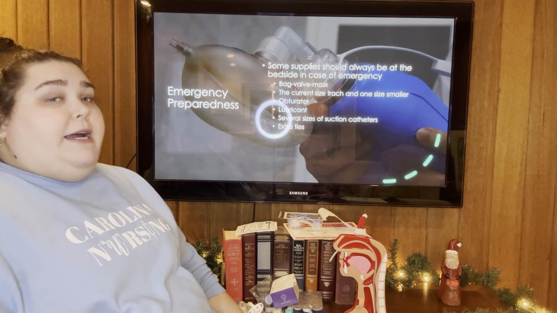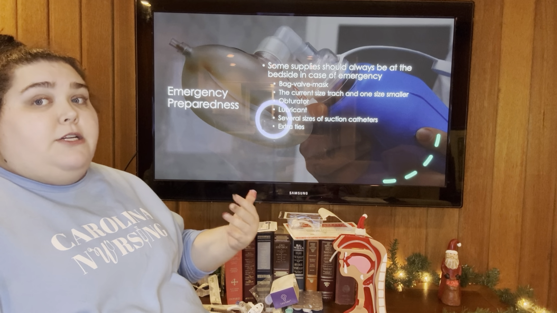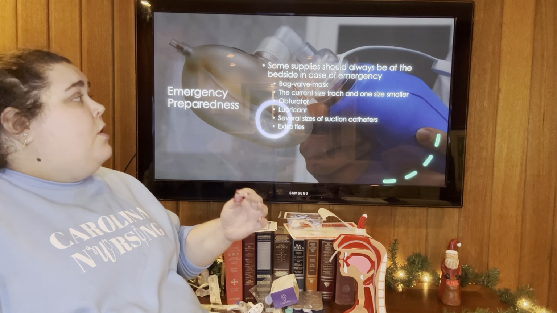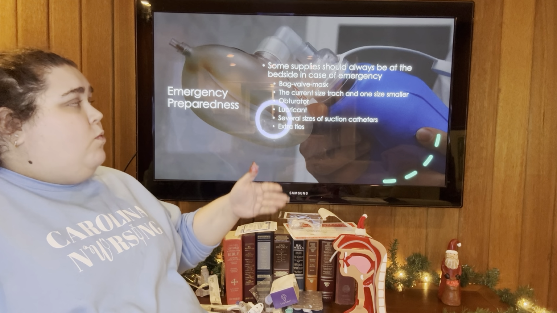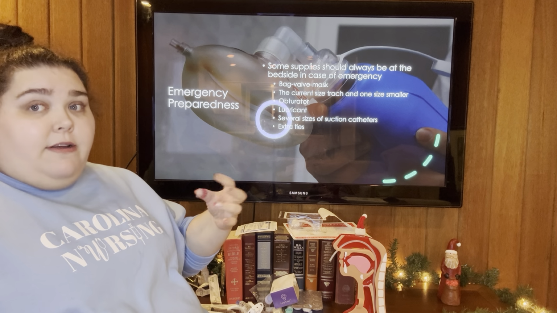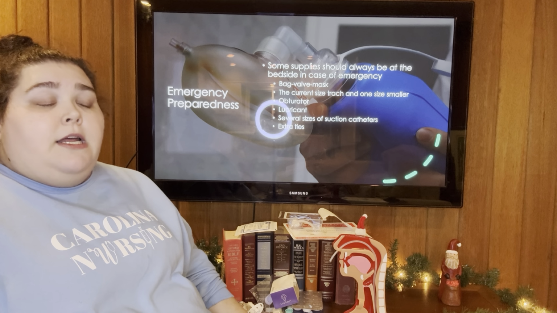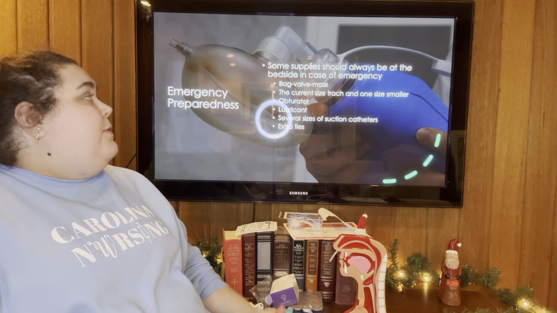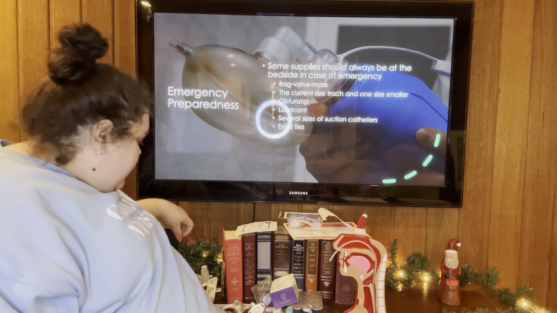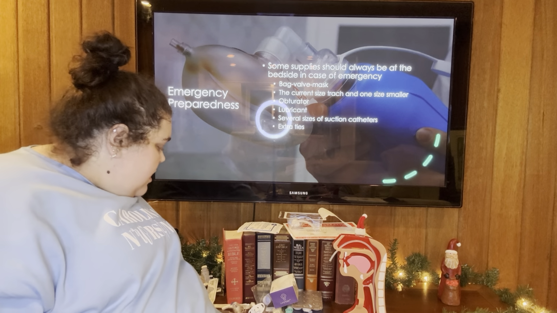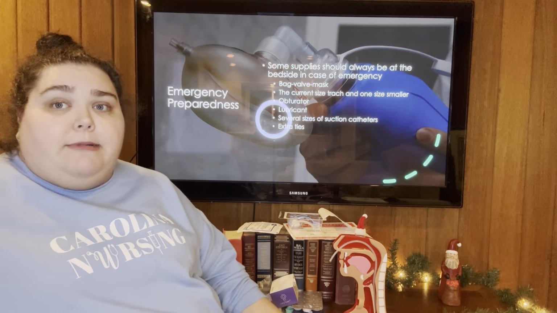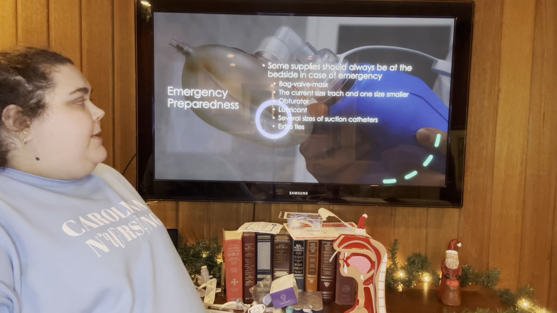So for your emergency preparedness, these are the supplies that should always be at the bedside. We always want to have the bag valve mask or the Ambu bag. We want the current size trach and one size smaller. That way, if the stoma does begin to close, you'll have a smaller size trach that you can replace it with. Then you want the obturator, and since we are nice people, we want some lubricant. You want one of the little packets of lubricant that you can get from the supply closet, and that just makes it go down easier.